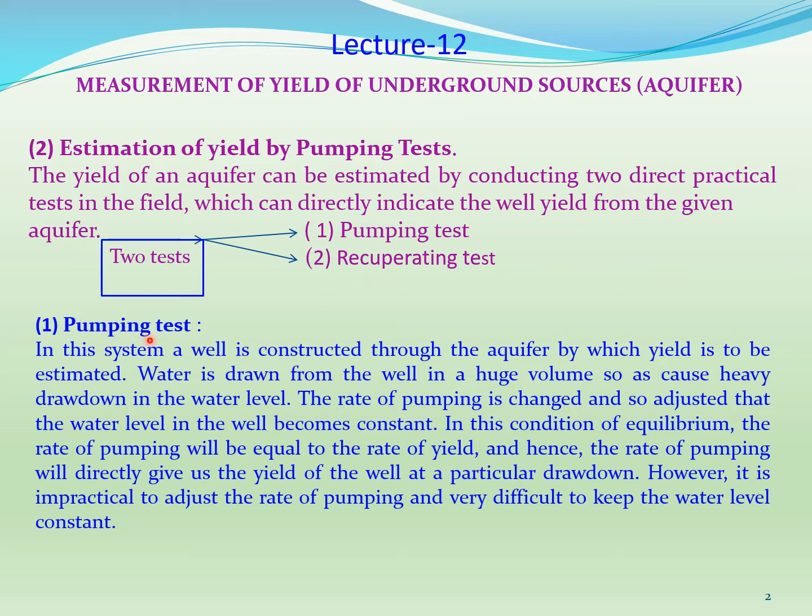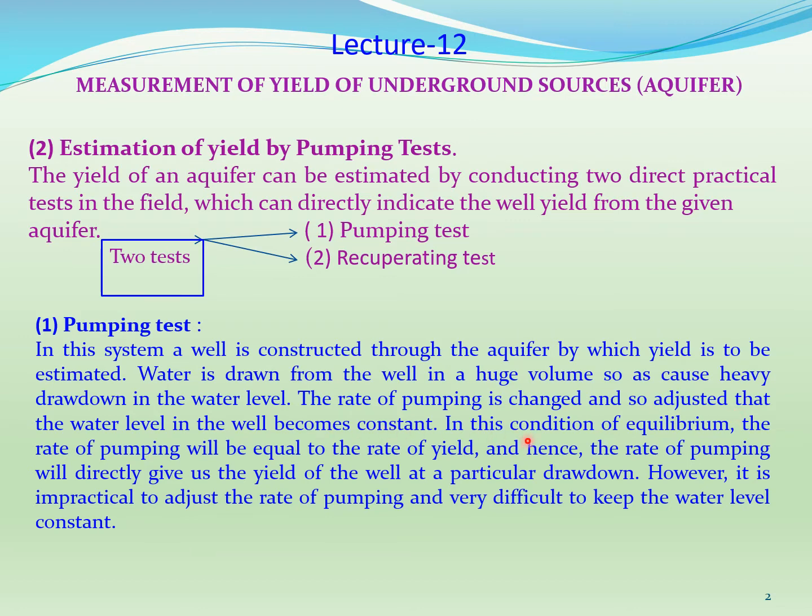First, we will introduce the pumping test. In this system, a well is constructed through the aquifer whose yield is to be estimated. Water is drawn from the well to cause a heavy drawdown in the water level. The rate of pumping is changed and so adjusted that it becomes constant.